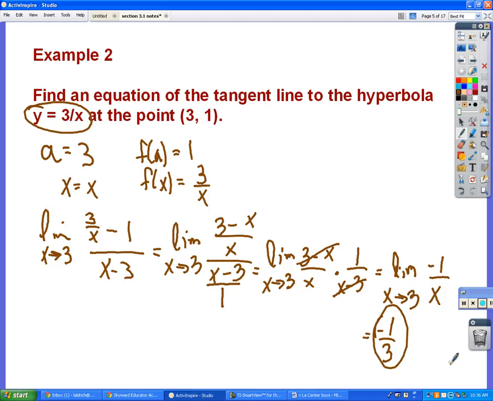So the negative is multiplied through. Okay, but just like yesterday, we're not done. It didn't say find the slope at the point 3, 1. It says find an equation of the tangent line, right? So we're going to use the point slope form. So I'm going to go y minus 1 equals -1 third times x minus 3.